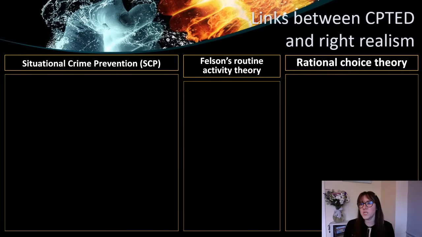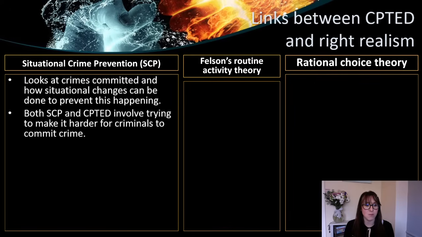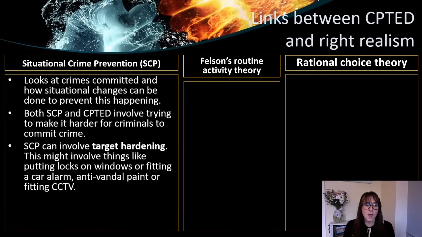Links between CPTED and right realism. This again is what gets you the high marks, the links with the Unit 2 materials. Situational Crime Prevention, SCP. It looks at crimes committed and how situational changes can be made to prevent this happening. Both SCP and CPTED involve trying to make it harder for criminals to commit crime.